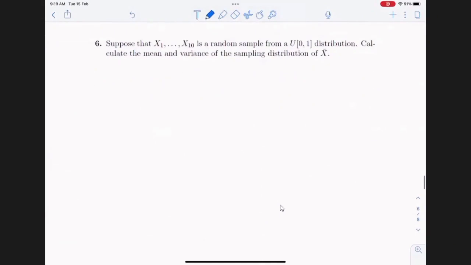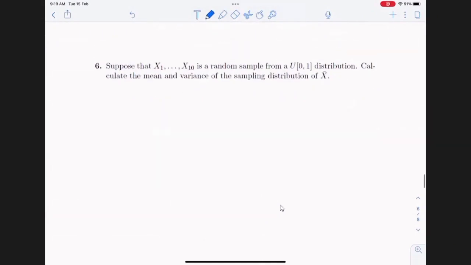Then we move one step backward to question number 6. Now, question number 6 is about the so-called sampling distribution. We have a very simple description of the problem. We have S1 up to S10 being a random sample from a uniform distribution between 0 and 1. And we are asked to calculate the mean and variance of the sampling distribution of the sample mean.